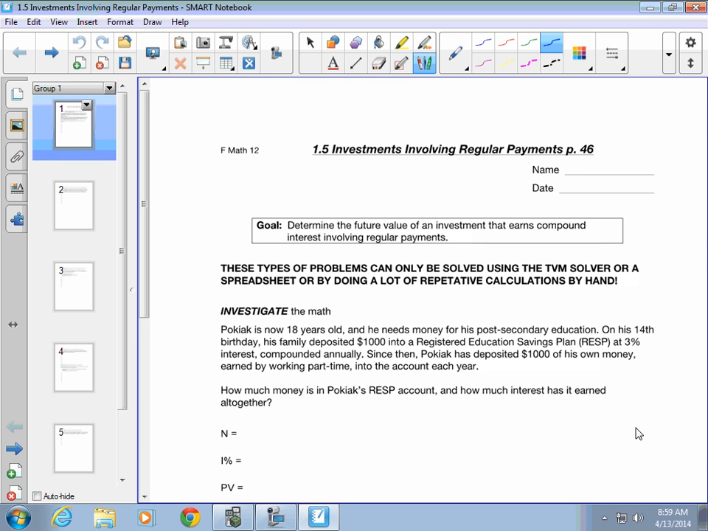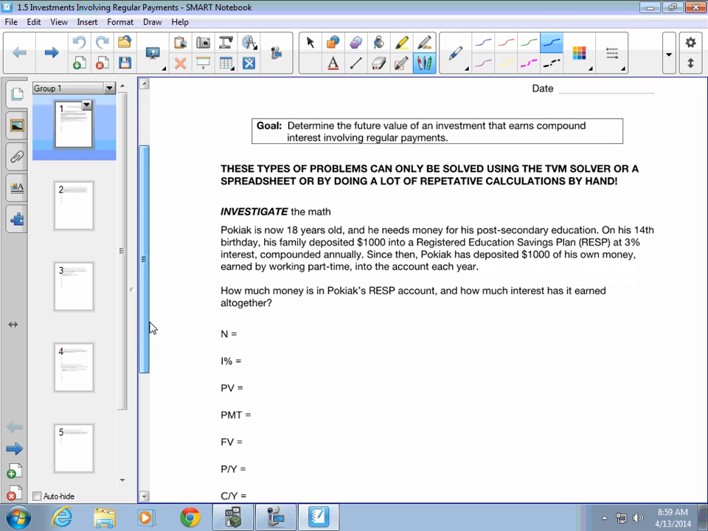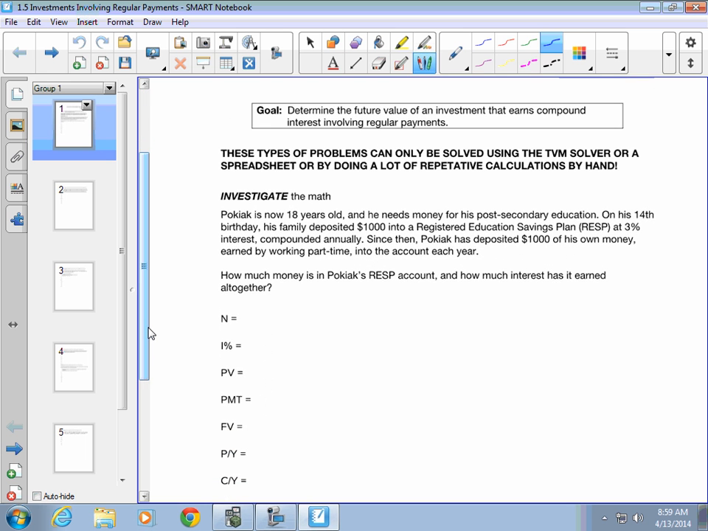Section 1.5 is investments involving regular payments. Regular payments just means that you are either putting money in, whether you're paying off a loan at a regular amount of time, or you're making an investment and you invest a certain amount of money however many times a year, or just once a year. It doesn't really matter.